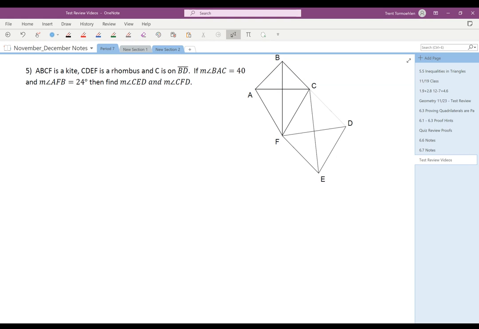For number 5, you're given that you have a kite and a rhombus. So we need to remember a couple things about kites and rhombuses. The first thing is, in a kite and a rhombus, diagonals are perpendicular. And so that means to start these problems off, we need to remember that we've got these 90-degree angles inside here. The second thing about kites and rhombuses is we do have some angle bisectors.